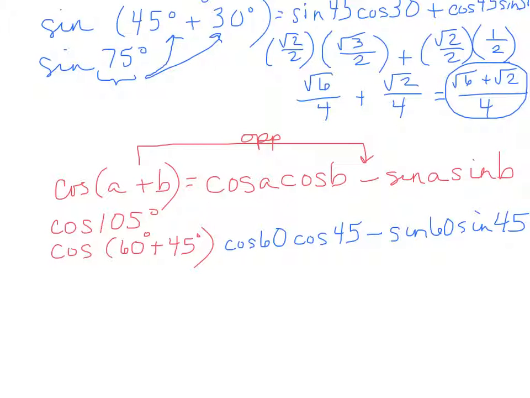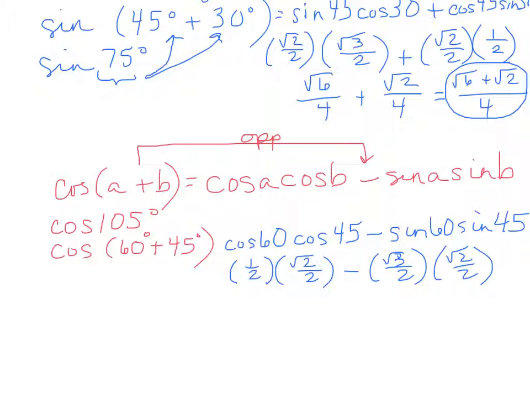I go to 60 degrees. I'm looking at cosine of 60, so that's the x-coordinate in the parentheses, which is 1/2. 45 degrees, my cosine is my x-coordinate, which is square root of 2 over 2. Sine of 60, square root of 3 over 2. And sine of 45, square root of 2 over 2. Multiply. And then combine.